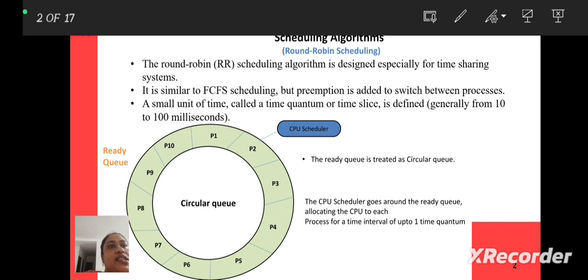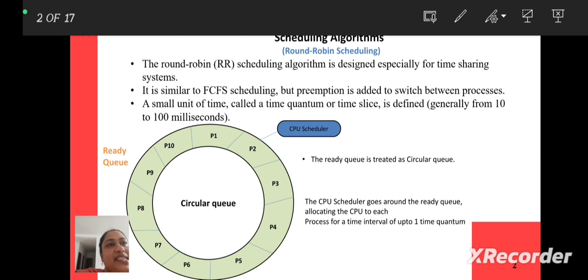It is actually just a normal queue where the CPU scheduler moves from one end of the queue to the other, then comes back to the start, and again moves from the start to the end, and it goes on like that. That is why we have used a circular queue. So we have processes P1 to P10 waiting in the ready queue for getting the CPU for execution.